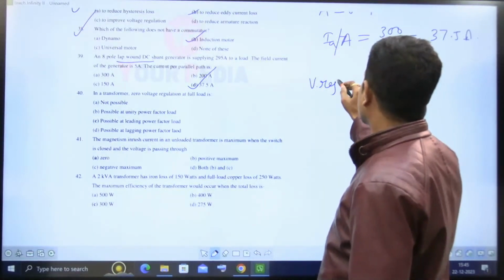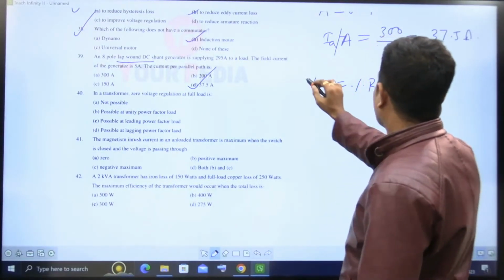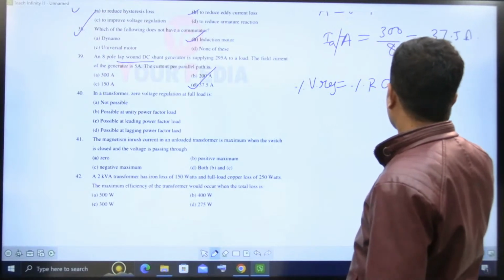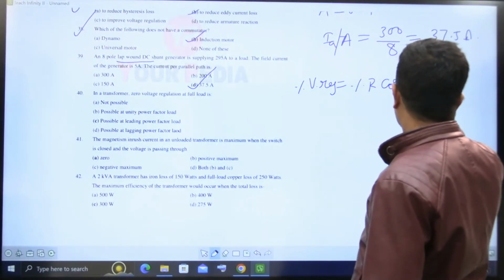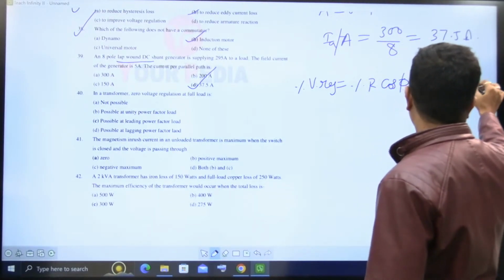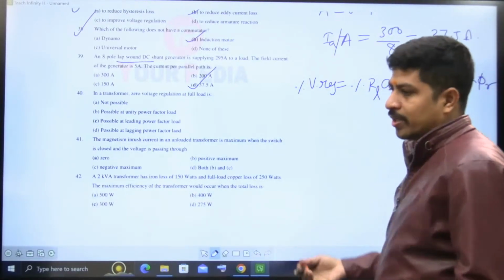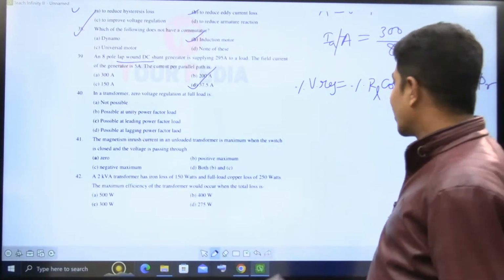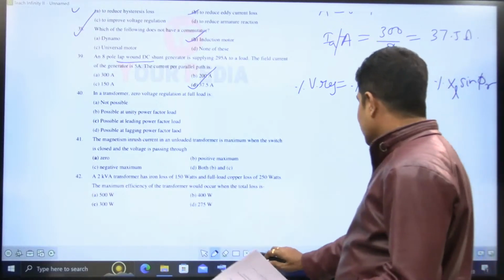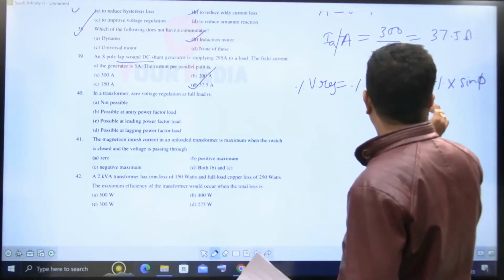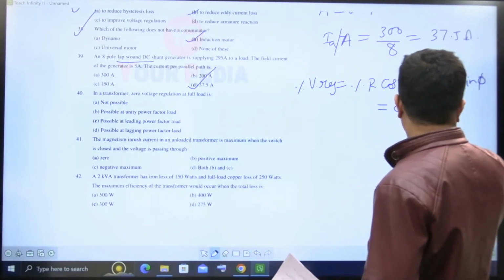Voltage regulation is equal to percentage R into cos phi R plus or minus percentage X into sin phi R. This is of line, or machine. In a transmission line, we take it as line. In a transformer, we take it as a machine. Now, this is equal to 0 if and only if this is minus.